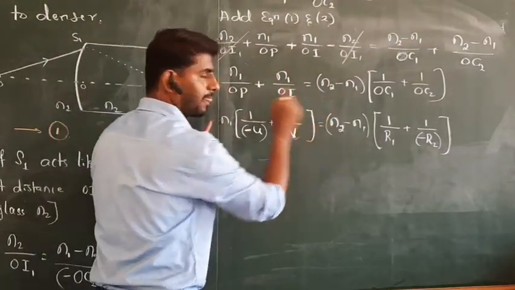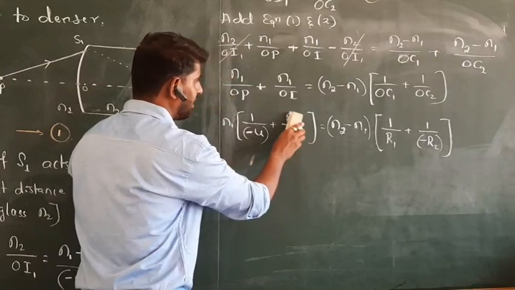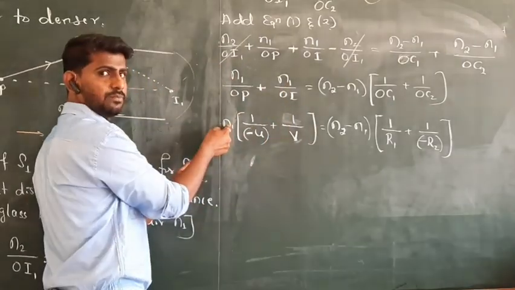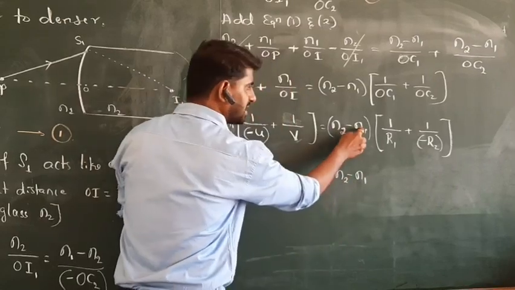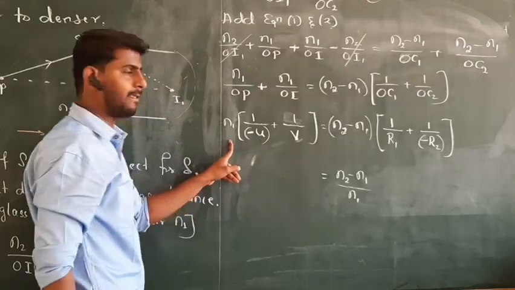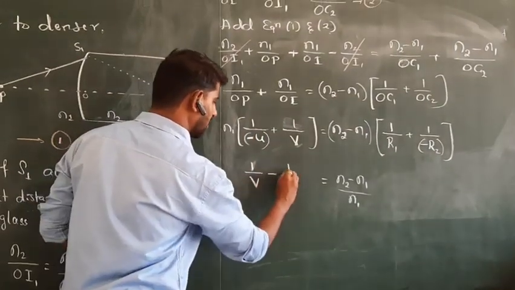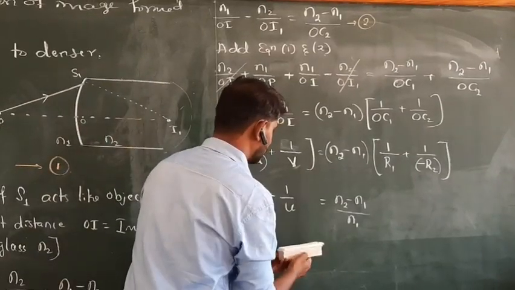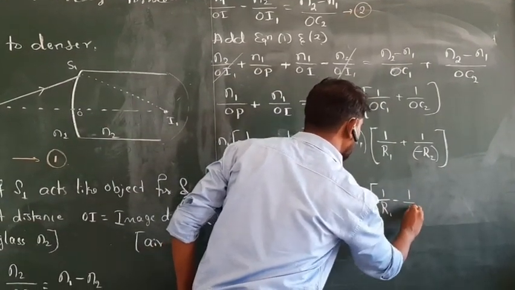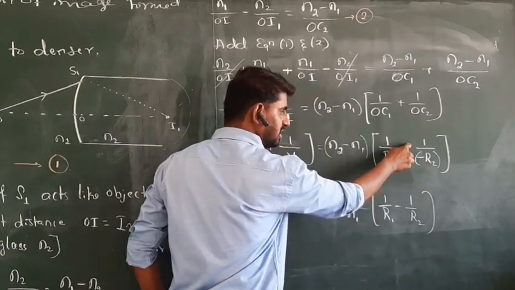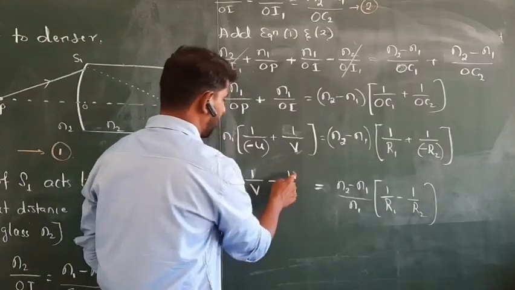Then I'll take this n1 to this side and write the positive term first. What I did here, I wrote only 1 by v because I have taken n1 outside. So I will take this n1 to this side, so this will be the denominator: n2 minus n1 as it is, divided by n1. The remaining terms: 1 by v minus 1 by u equals n2 minus n1 divided by n1 times 1 by R1 minus 1 by R2. Actually this is plus, and because of the sign convention this becomes minus 1 by R2. Next, 1 by v minus 1 by u.